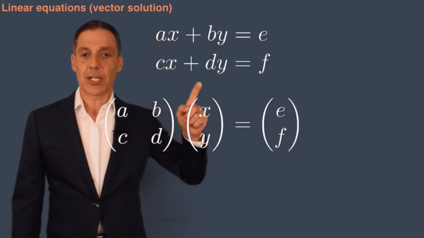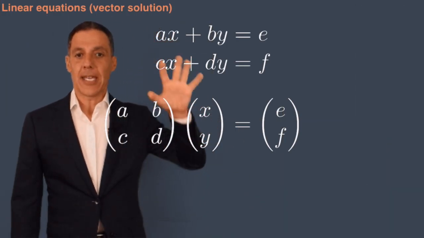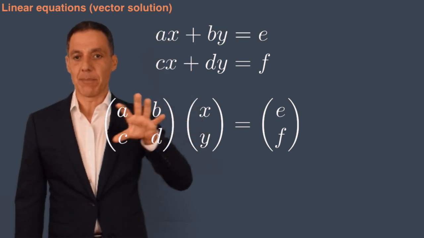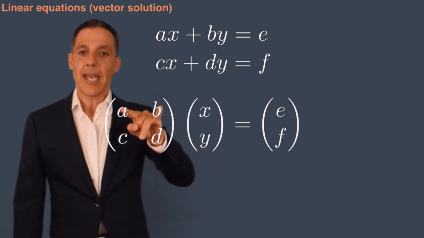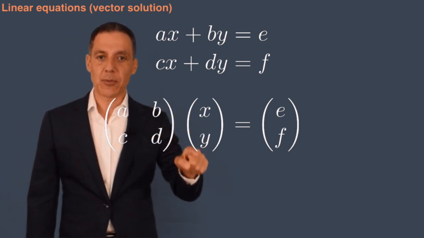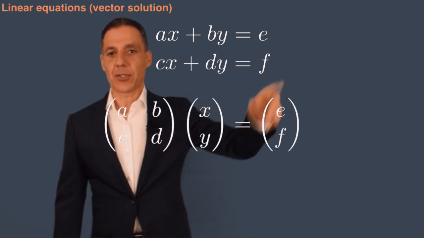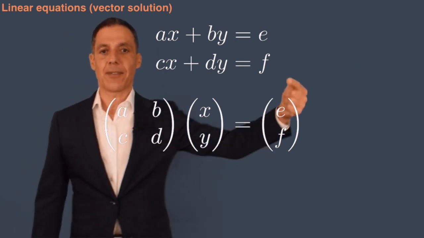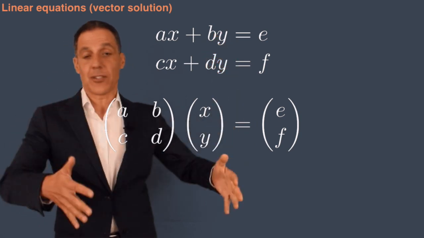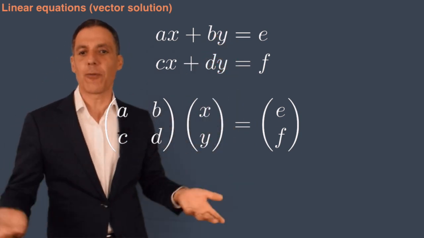In the linear algebraic picture, we rewrote this system of linear equations in matrix vector form. And again, if we do this matrix multiplication, a times x plus b times y is equal to e. That is the first equation. c times x plus d times y is equal to f. That is the second equation. So these are exactly the same. I've just reformulated them.